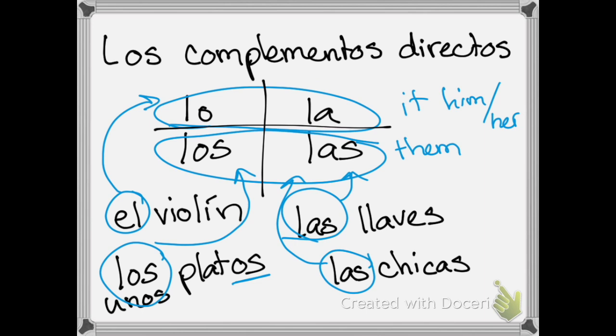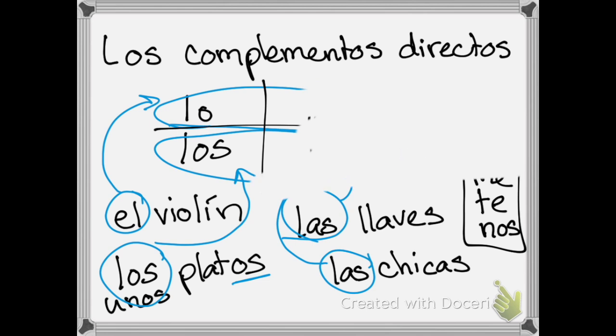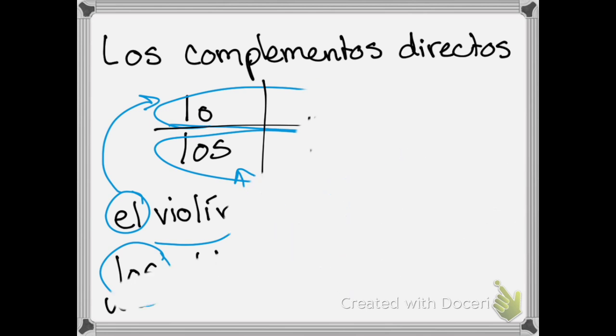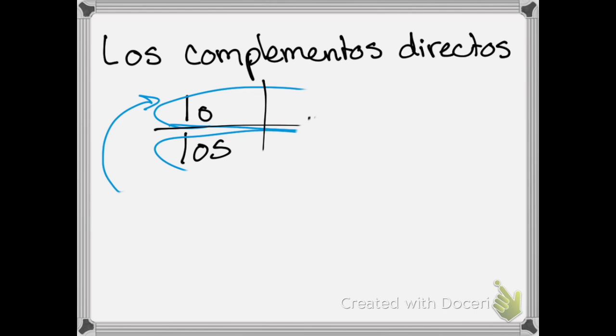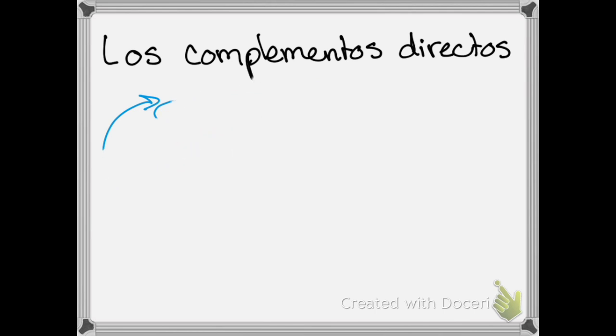If I'm talking about myself, something like help me, my direct object pronoun is simply me, or helping you would be te, or us is nos. These are pronouns we have seen before, so I'm not going to talk about them as much. So now that we know what the direct object pronouns are, the next step is figuring out where to put them. Where am I going to put these in a sentence?